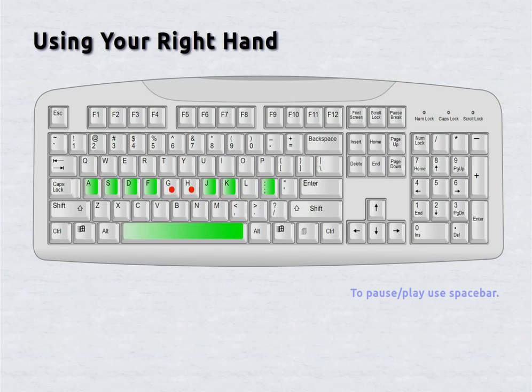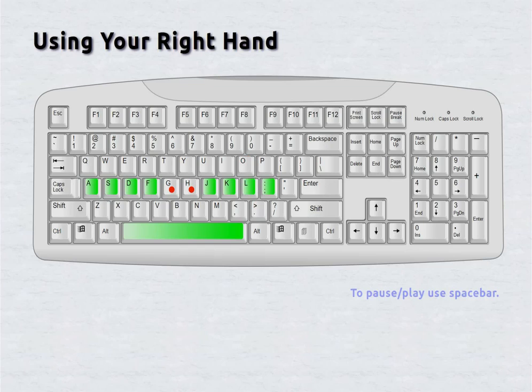Now move on to the ring finger on the right hand. Type the keys O, L, and period. Then return the finger to the home position on the L key. Again, type the keys O, L, and period, and return your ring finger to home.